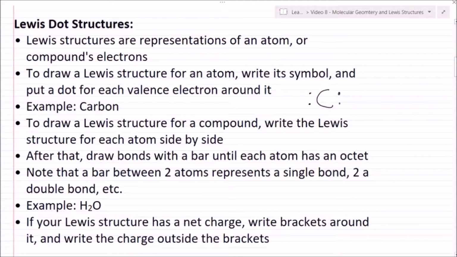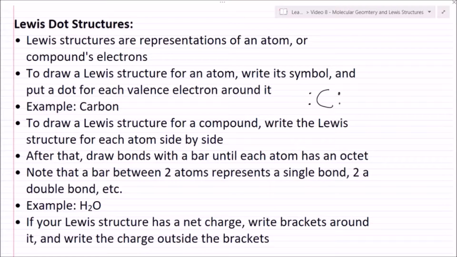Now to draw a Lewis structure for a compound, write the Lewis structure for each atom side by side. Now after that you're going to draw bonds with a bar until each atom has an octet. Now note that one bar between two atoms represents a single bond, 2 a double bond, etc.